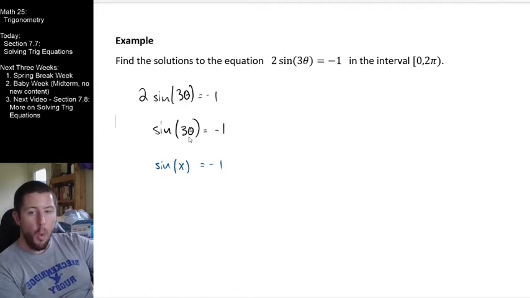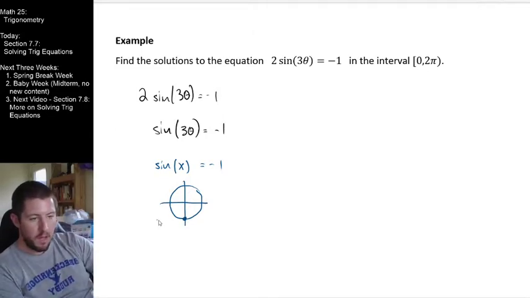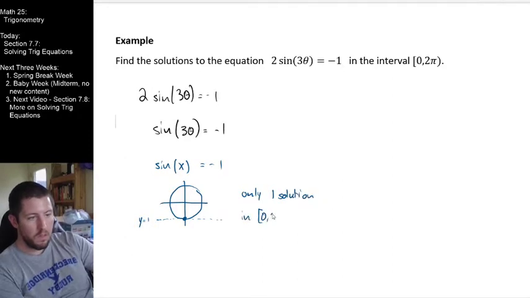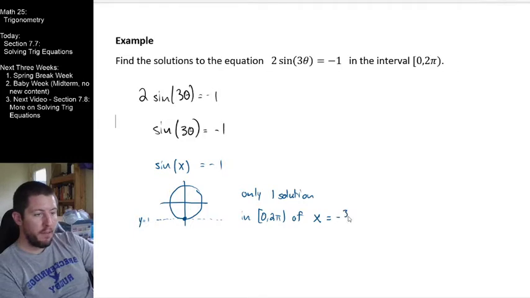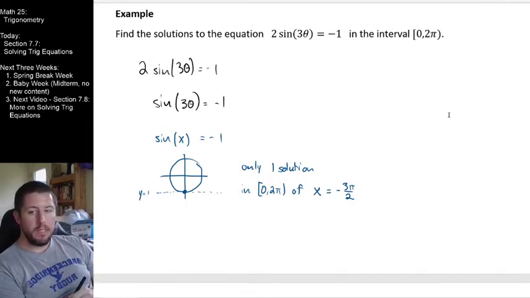What I need to ask myself is, when does this happen? When do we take the sine of an angle x? Don't worry about the 3 right now. When do we take the sine of an angle x and get -1? Well, on my unit circle, I actually know there's only one solution. Right? It's that guy sitting right down there. We have a height of -1. I'll keep drawing my little dashed lines right there. There's my y equals -1. Only one solution. And very importantly, I'm finding it to be x equals, what are we getting here? -3 pi halves.